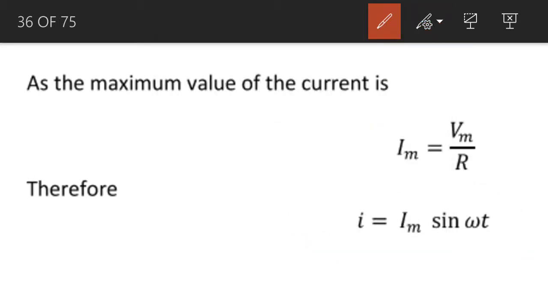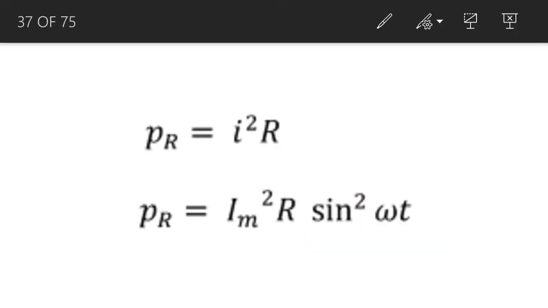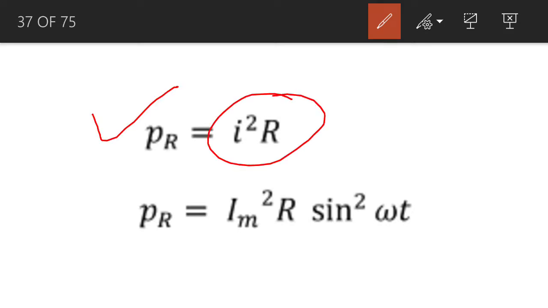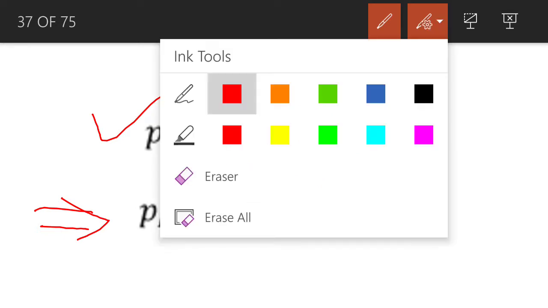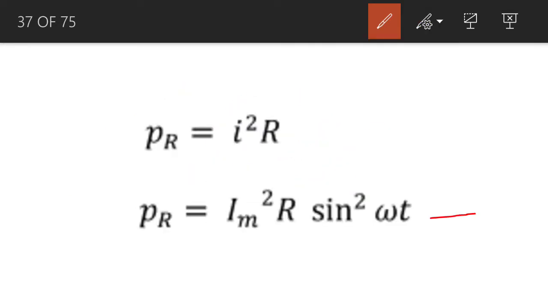So the power taken by the same resistor from the AC voltage source is equal to I square R, and I is an AC current. So we put the value of the AC current in this particular equation. The power taken by the same resistor from the AC voltage source is equal to Im square R sine square omega t. So this is the instantaneous equation for the AC power which is taken by the same resistor from the AC voltage source.